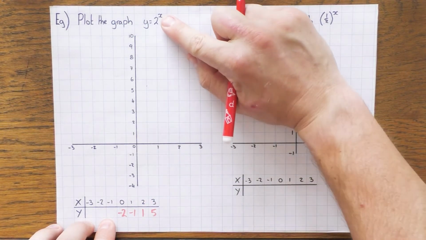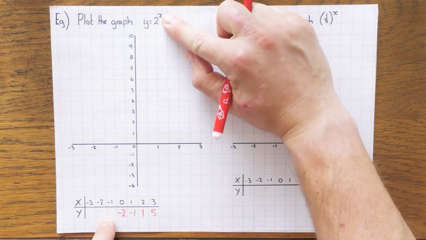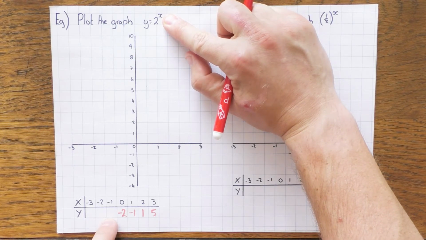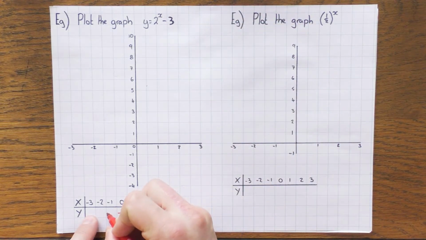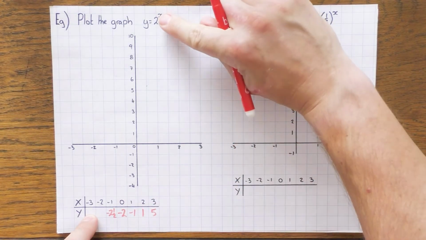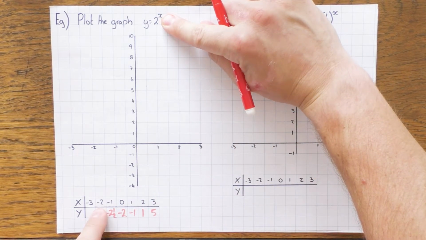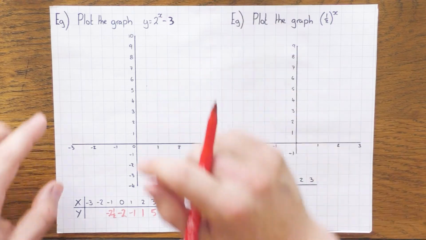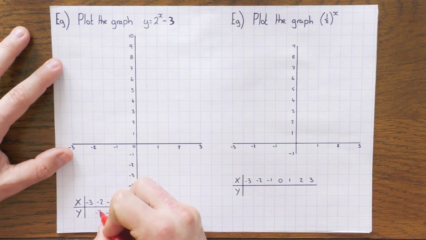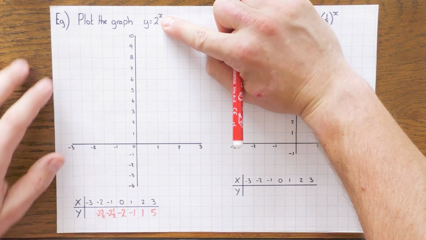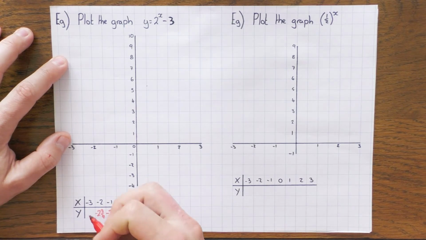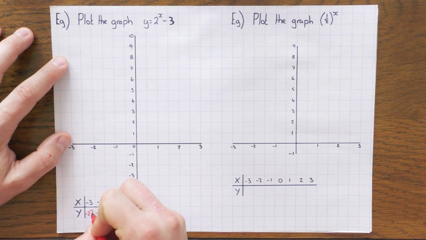Sorry, on all of them. So 2 to the power of minus 1, that was a half. And then if I take away 3, that's going to give me minus 2.5. And then if I had 2 to the power of minus 2, that was a quarter. Take away 3, that's going to give me minus 2 3/4. And then 2 to the power of minus 3 we said was 1/8. Take away 3, that's going to give me minus 2 7/8.